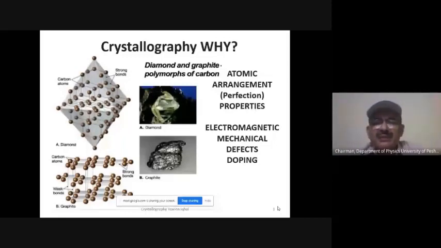So why crystalline materials in the first place? Because crystallization or crystallography give us a map of the material. The map of the material means the arrangement of atoms in a material. Why do we need that arrangement?